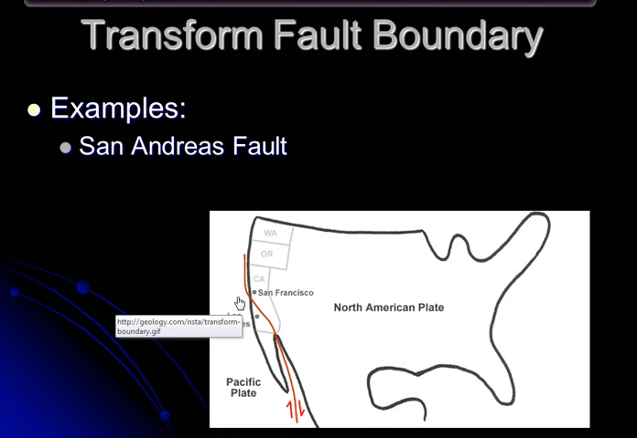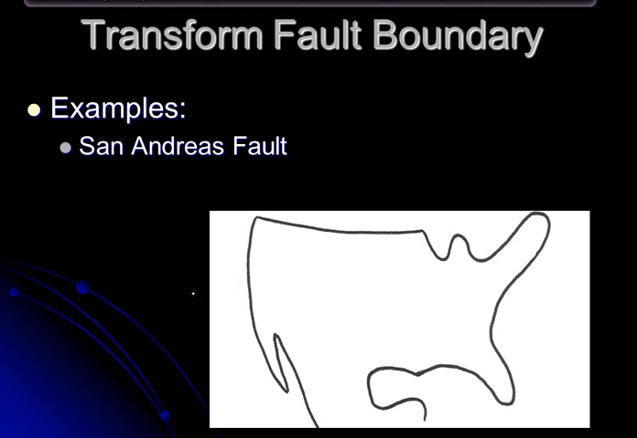This is the actual fault that we got to feel a little bit of movement from when we were in San Francisco this past year.